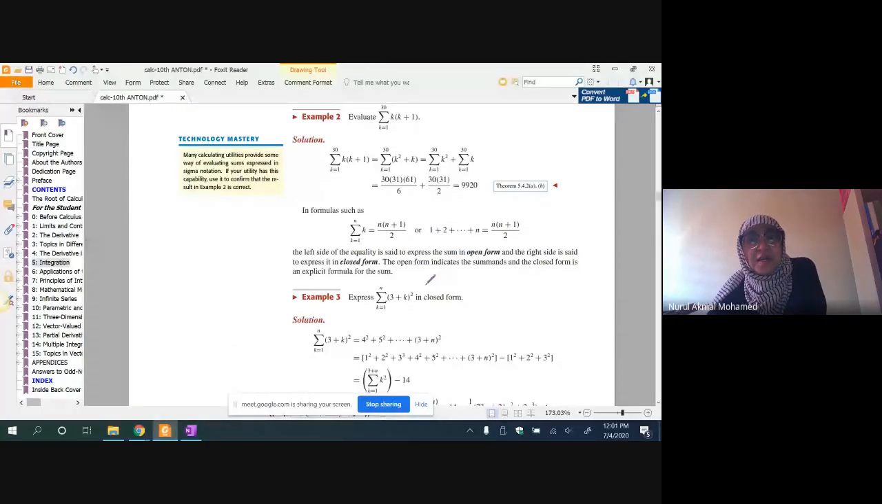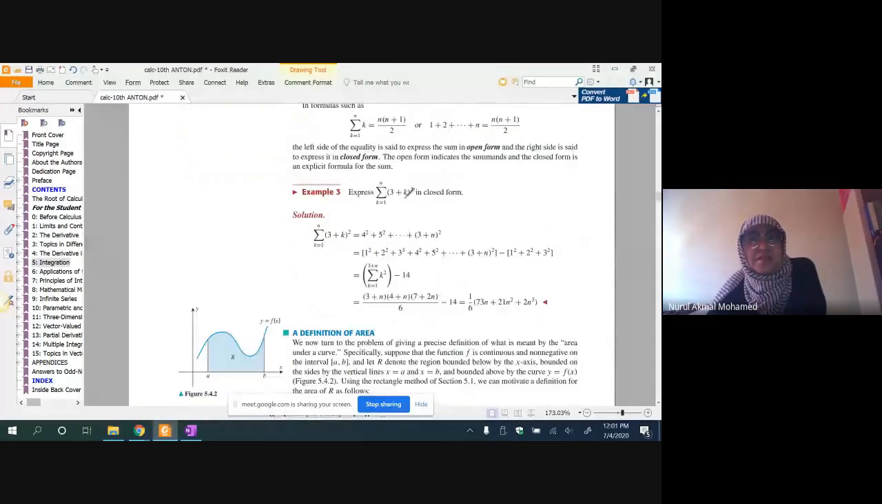Okay, let's look at example 3. For example 3, the summation of 3 plus k squared, k from 1 up to n. How are you going to solve this? K from 1 up to n, expressed in the closed form.